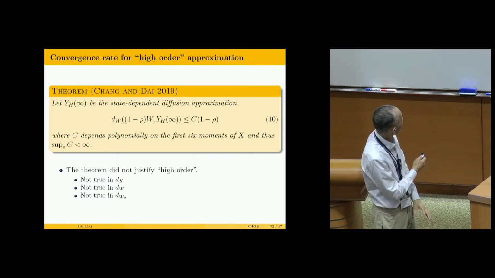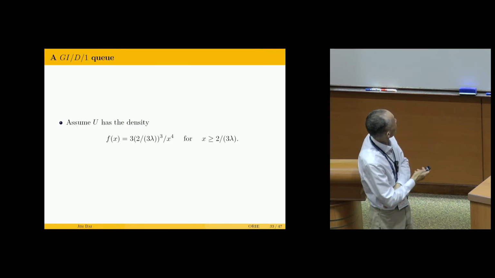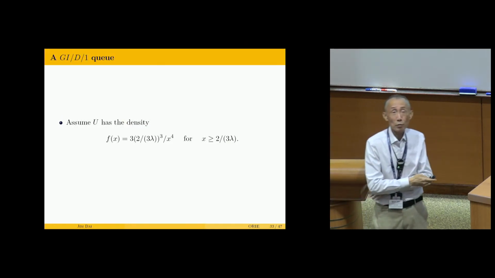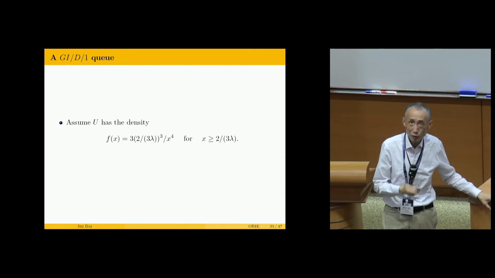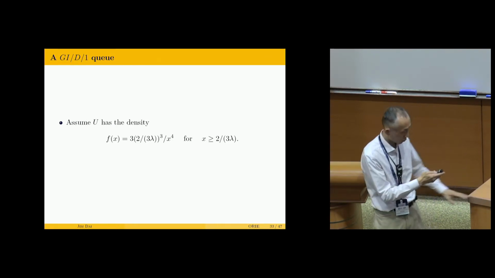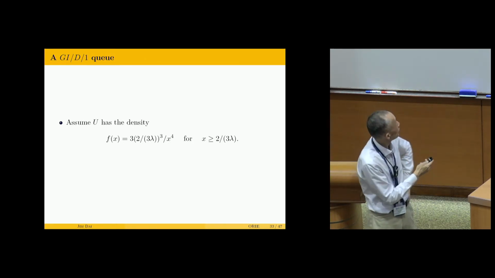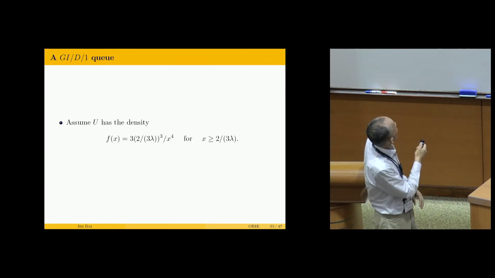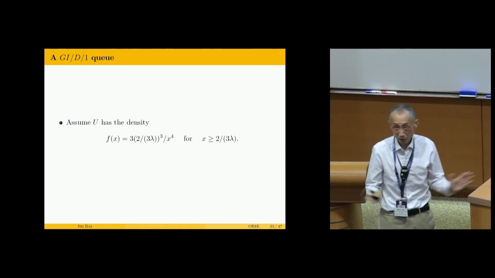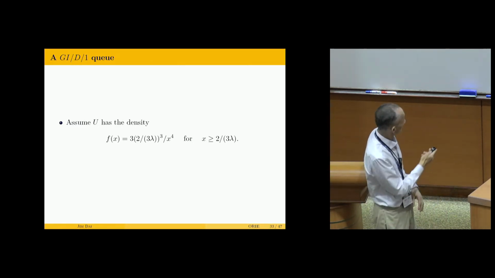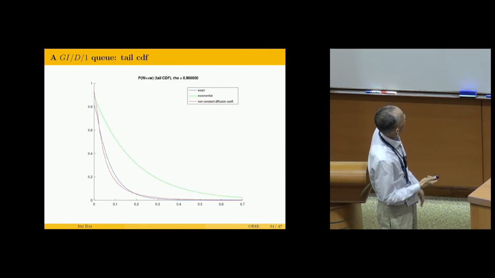But this may be there, let's see. So for that, I want to explore what's going on, and numerically try to explore the truth. So we choose U to have a heavy tail density, and this heavy tail distribution is used as the interarrival time distribution. And the service time is constant. So that's the model, and I want to play with this one here.